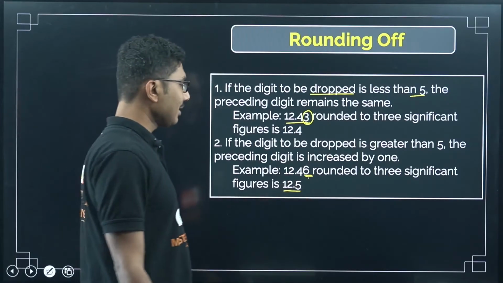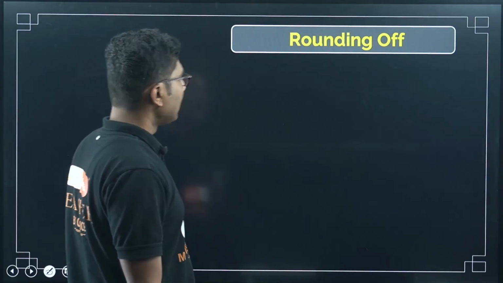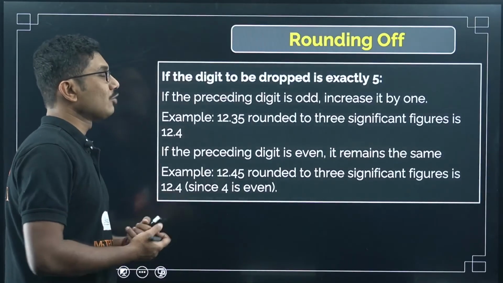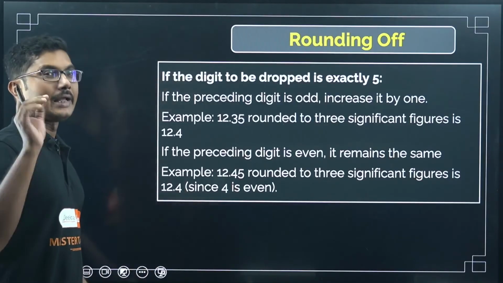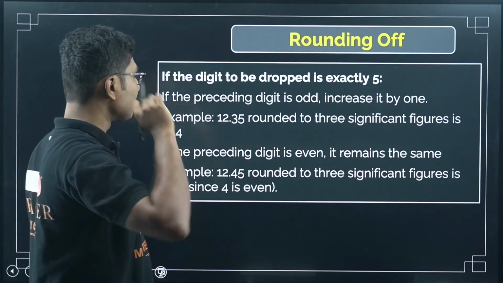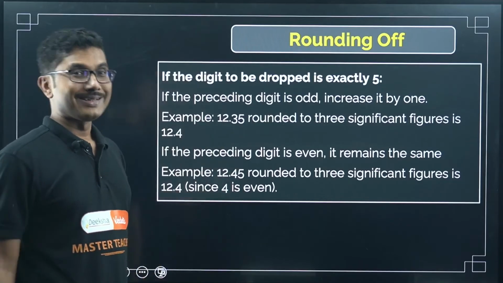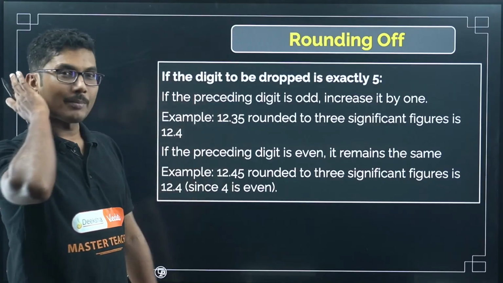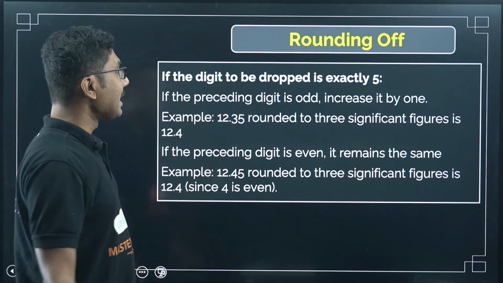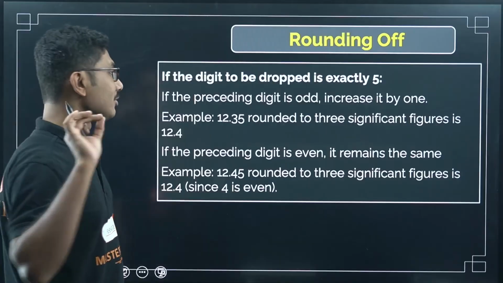Clear? Now if the number to be dropped is exactly equal to 5, then the problem starts, because most students don't follow this rule. Exactly what they will do, they will simply add one to the number and think, okay, I am correct. But in case of exact round off, this is not correct.